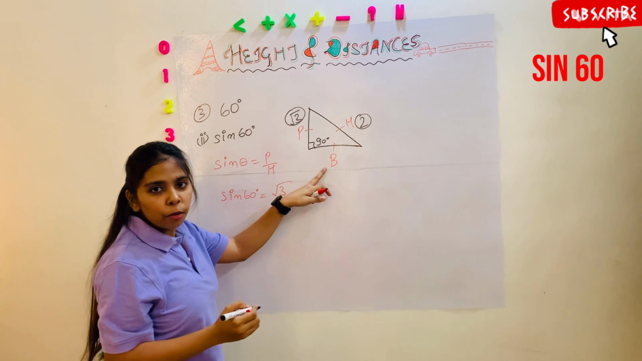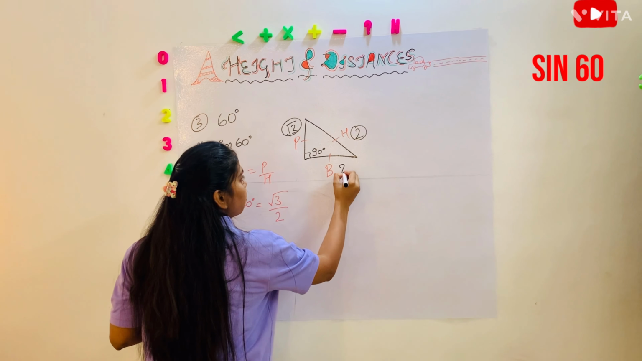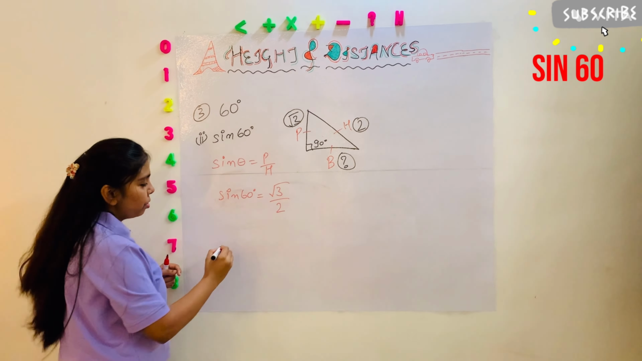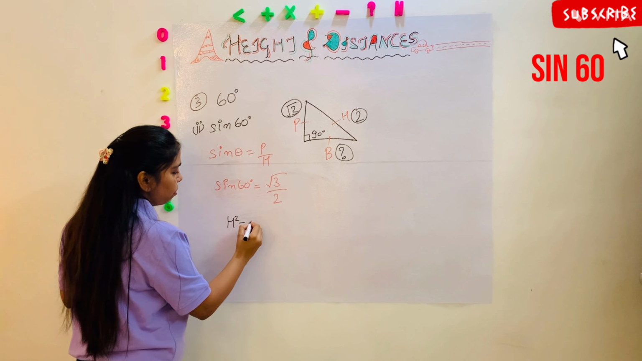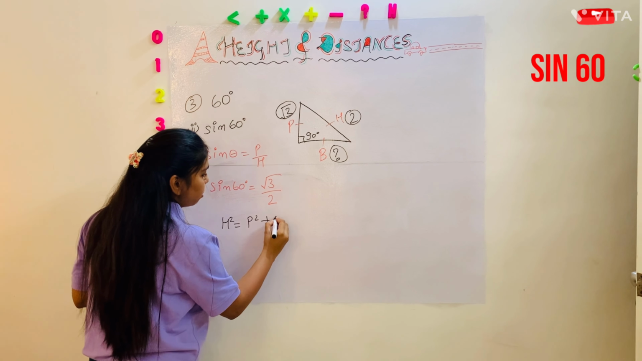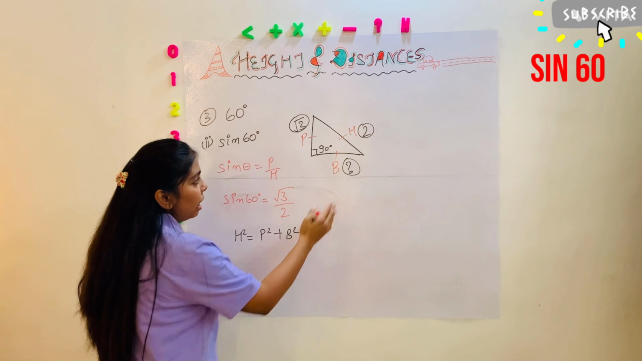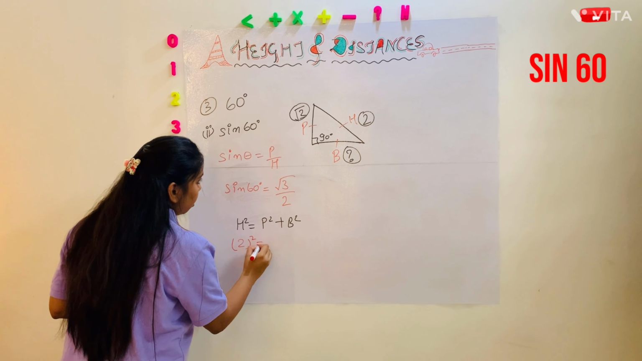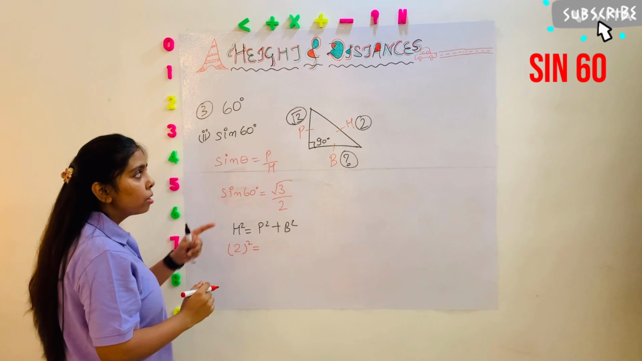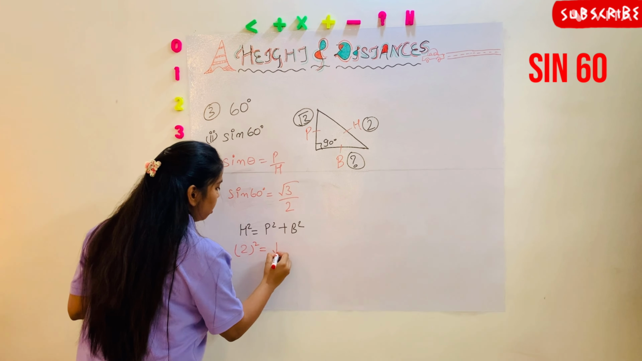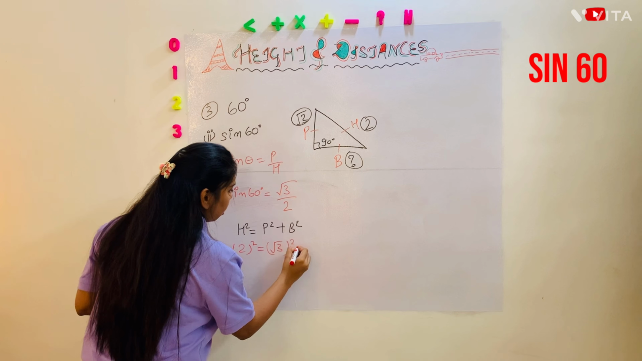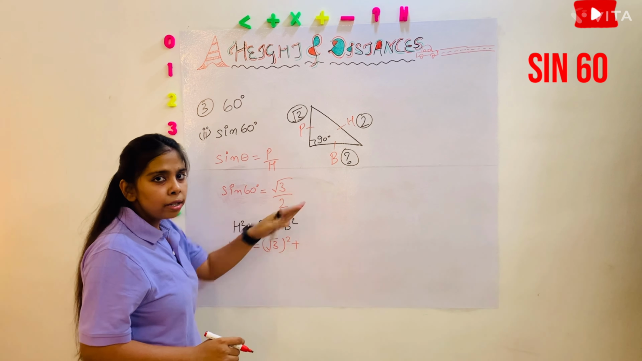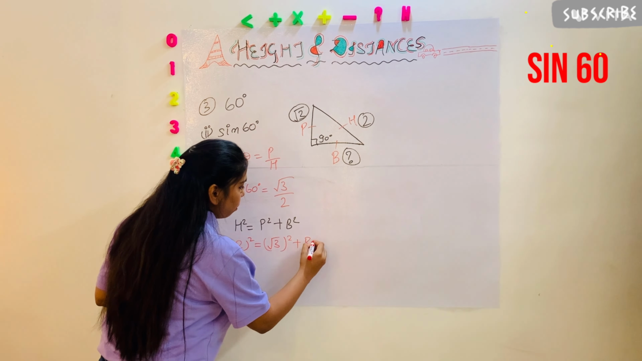And we have to find out the value of base. So the Pythagoras equation is hypotenuse square is equal to perpendicular square plus base square. And the value of hypotenuse is 2, so the square of 2. And the value of perpendicular is root 3, so here is square of root 3. And the value of base is unknown, so here is base square.